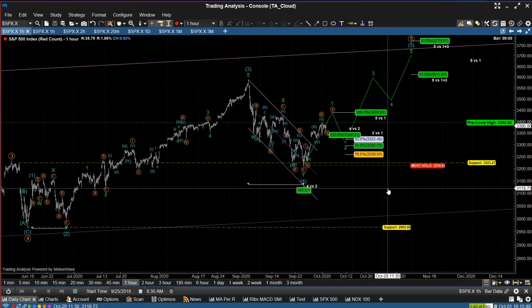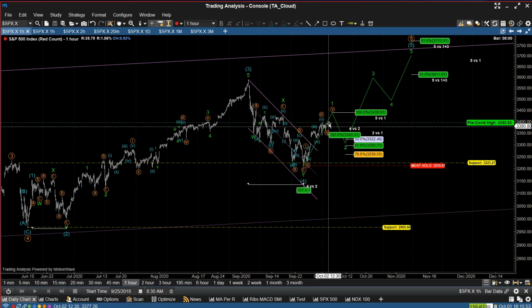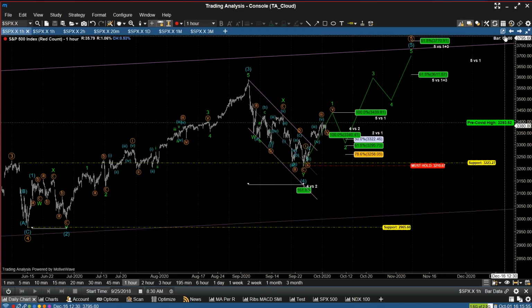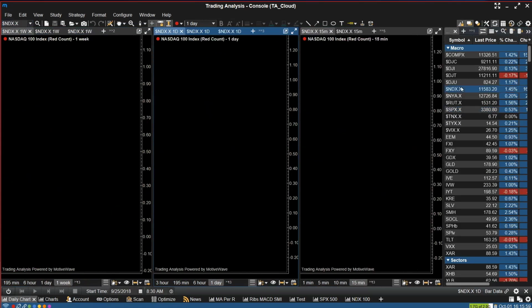The same count is valid looking at this as a completed fourth, up in 1, down in 2, and then a move higher. So traders, that's the S&P 500. Let's briefly touch on the Nasdaq.